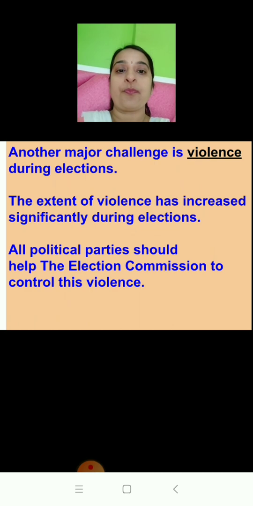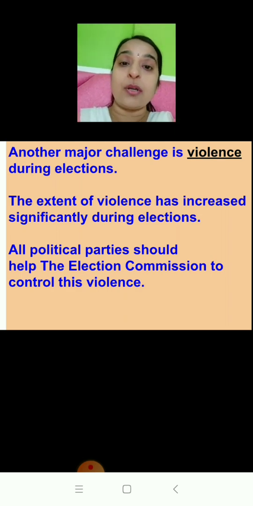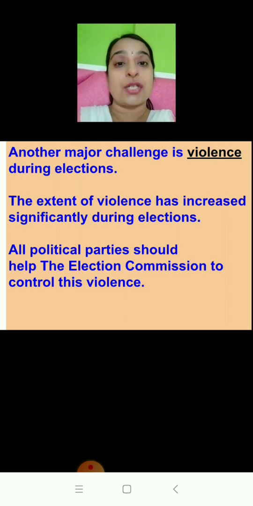Now, another major challenge is violence during elections. During elections violence also takes place, many a time it happens. The extent of violence has increased significantly during elections. So all political parties should help the Election Commission to control this violence. So violence has to be controlled. This is one of the challenges faced by the Election Commission.